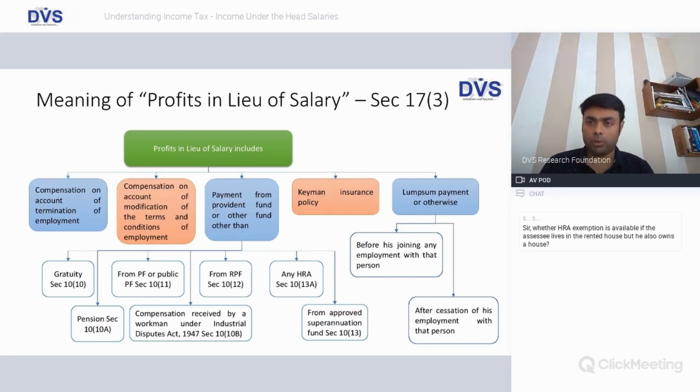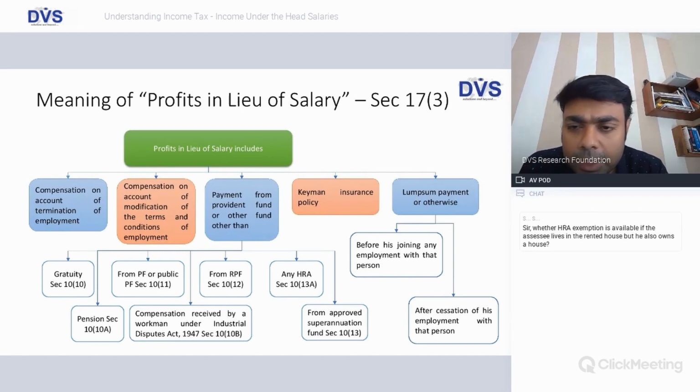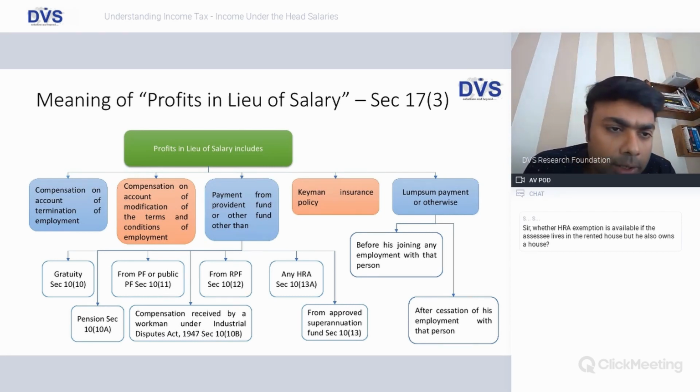Next, meaning of profits in lieu of salary. This is the last one. Profits in lieu of salary, which also talks about retirement benefits. In lieu of means instead of salaries. So what does it entail? Compensation on termination of employment, which is termination compensation. Compensation on account of modification of the terms of employment, and payment from Provident Fund or a fund other than gratuity, pension, public Provident Fund, or recognized Provident Fund, Workmen's Compensation Act, Superannuation Act.